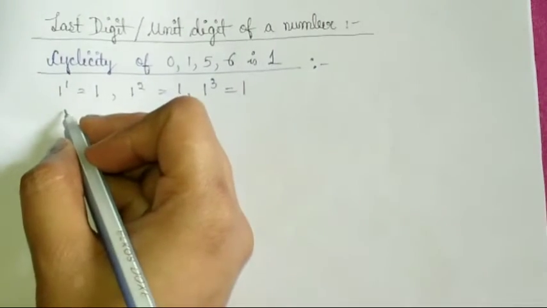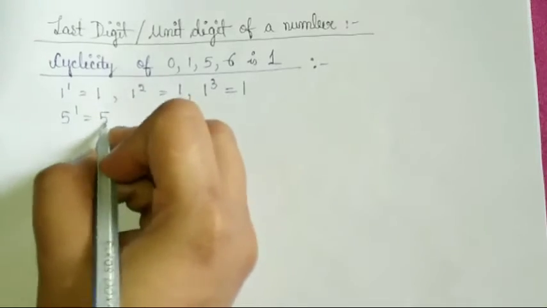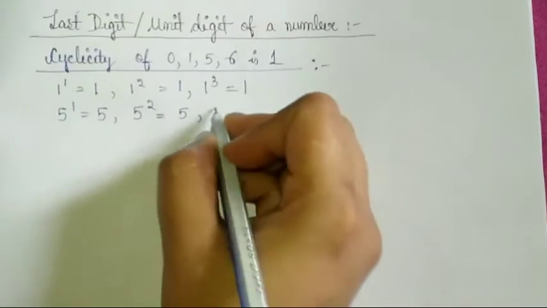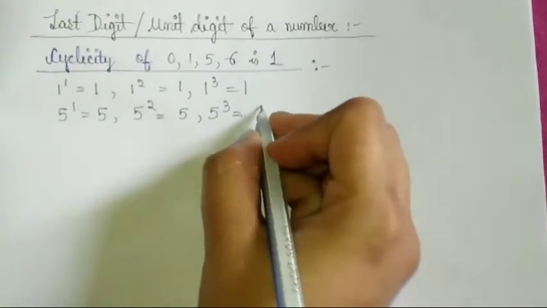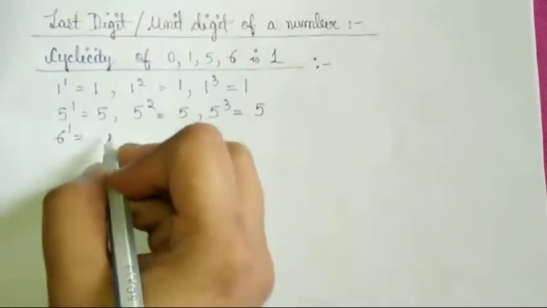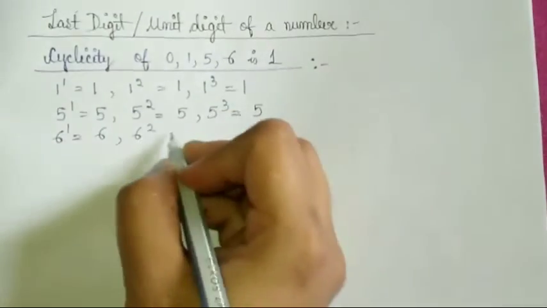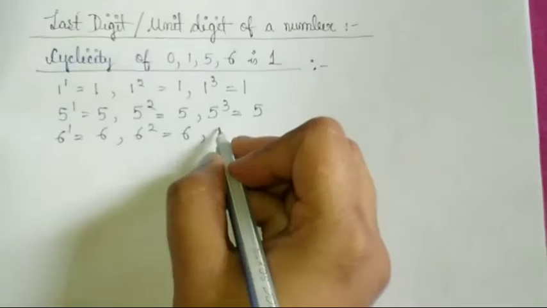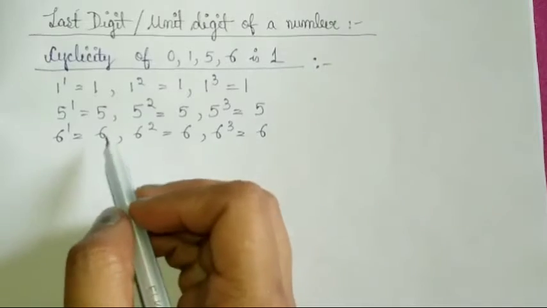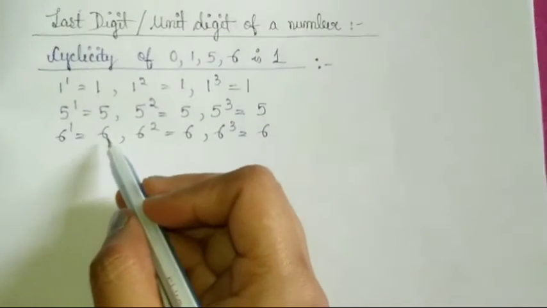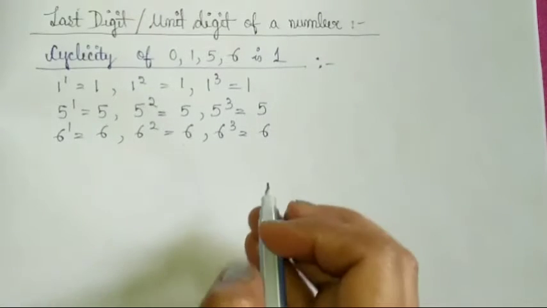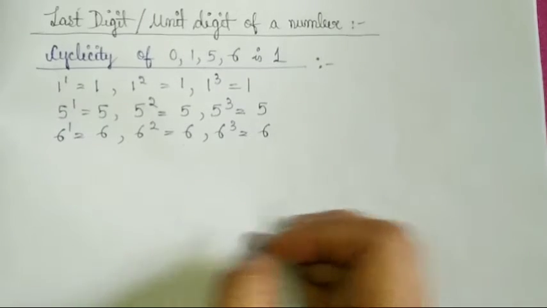is 1. Similarly, 5 raised to the power 1 is 5, 5 raised to the power 2 is 25, where its last digit is 5, 5 raised to the power 3 is 125, where again its last digit is 5. Similarly, 6 raised to the power 1 is 6, 6 squared is 36, again its unit digit is 6. 6 raised to the power 3 is 216, where its unit digit is 6 again. So here also we can see that the last digit is repeating after each interval, so its cyclicity is also 1. Now let us see some examples related to this.